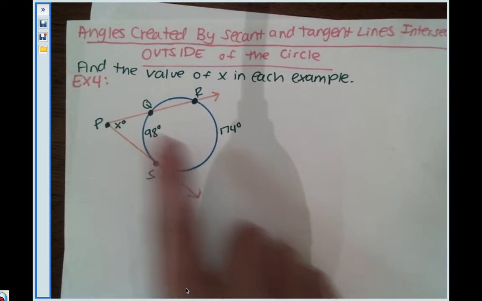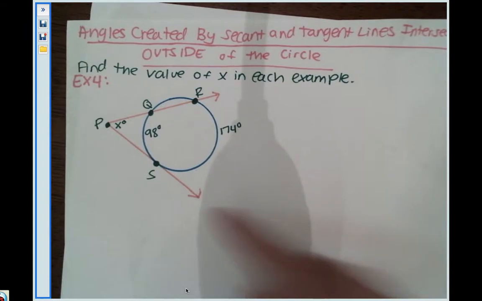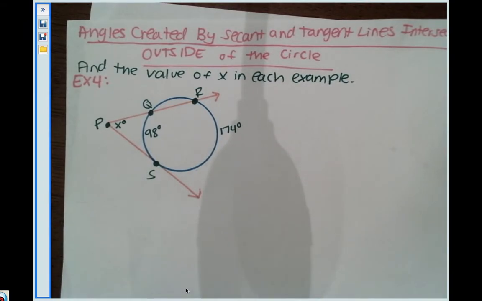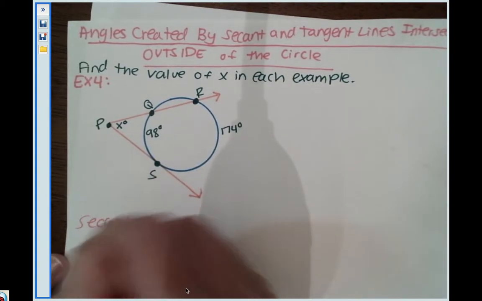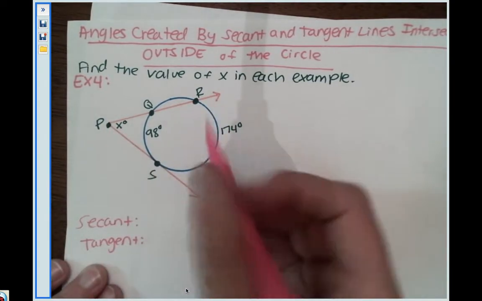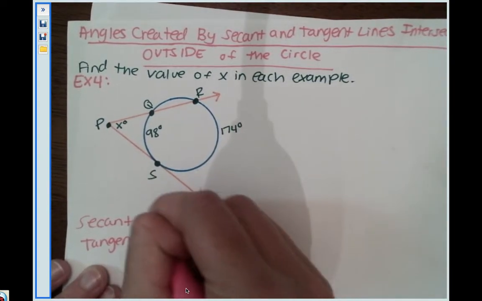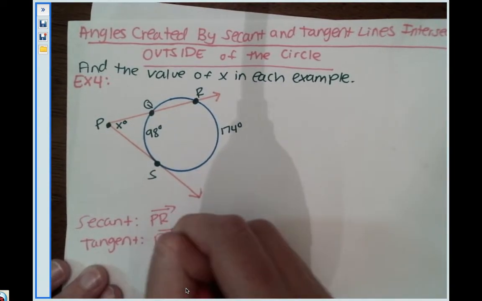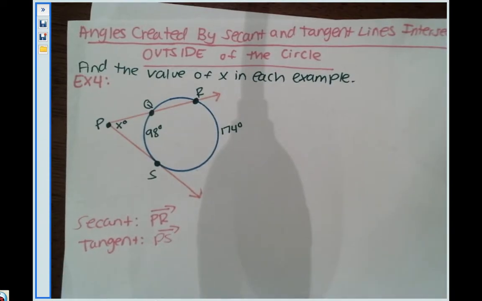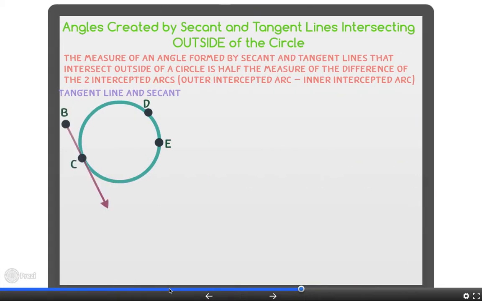So this is the case where a secant and tangent line are intersecting outside the circle. I'm just going to write that down so we have that valuable information. This is when a secant and a tangent line intersect, which in this case, the secant we said was ray PR, and the tangent was ray PS. That is going to look like this right here, where we have a tangent and a secant.